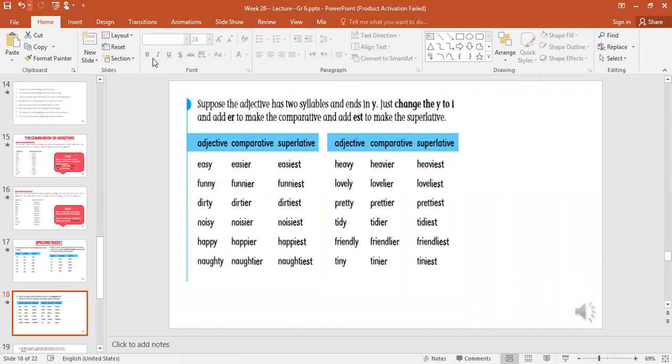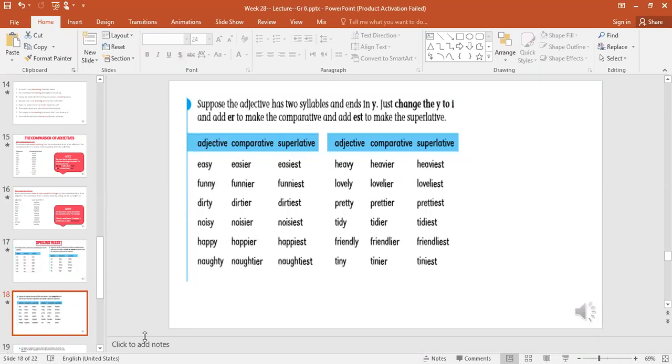Suppose the adjectives have two syllables and end with Y. What do you mean by two syllables? You know what a syllable is? Two parts, miss. Yes, a syllable means a sound. So when I say two syllables, it means it has two sounds. For example, easy, funny, dirty, tidy, happy, pretty. These are adjectives that have two syllables.